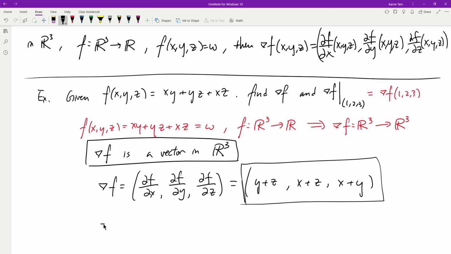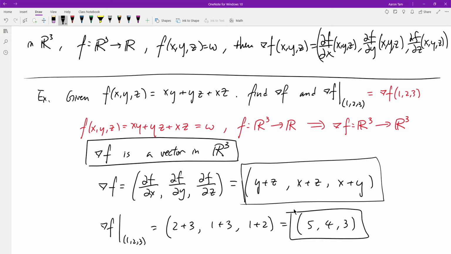And now let's try to evaluate the gradient of f at (1, 2, 3). That basically means I plug in 1 for x, 2 for y, 3 for z. So it becomes 2 plus 3, 1 plus 3, and 1 plus 2. So it becomes (5, 4, 3). So that's my gradient vector at (1, 2, 3).